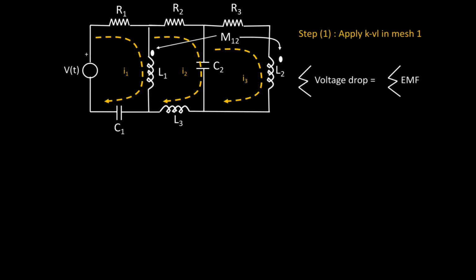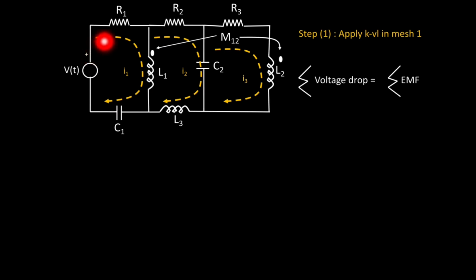Now according to Kirchhoff's voltage law, we know that the summation of voltage drops is equal to the summation of EMF, and voltage drop always takes place in the elements, and EMF means the voltage source connected in that particular mesh. So let us apply Kirchhoff's voltage law in mesh number 1. In mesh number 1, first of all we will write the summation of all voltage drops.